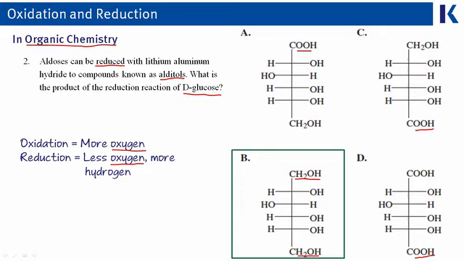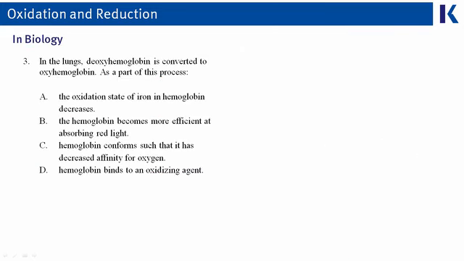Let's now see one more incidence of oxidation and reduction. Here's question number 3, which shows us this concept in the context of biology. Read through this one on your own. Think about what oxidation reduction usually means in a biological context like this and pick an answer.